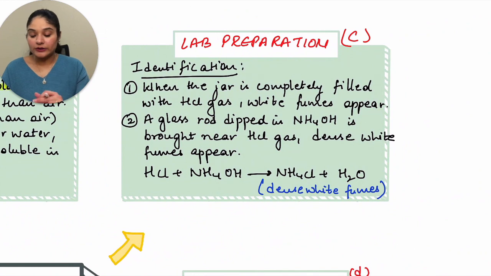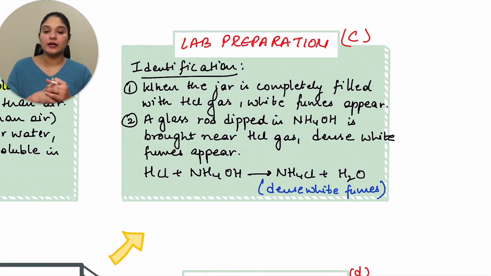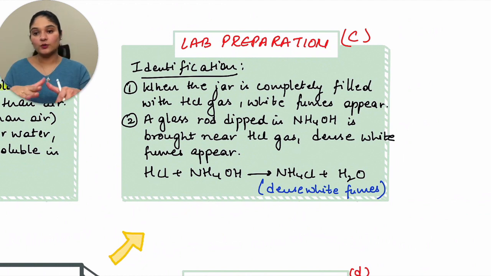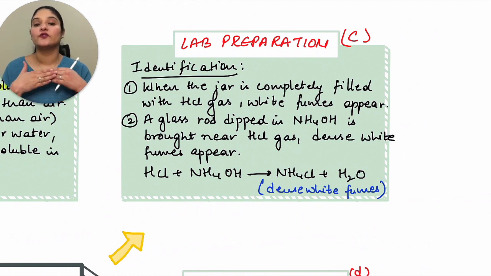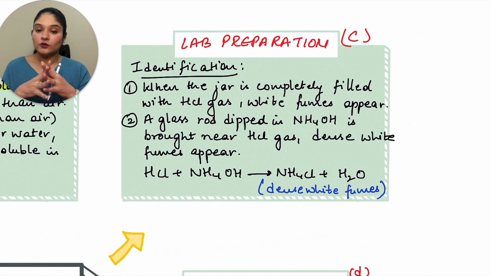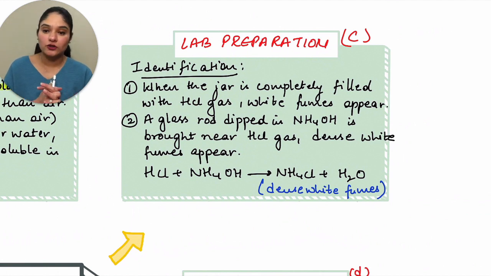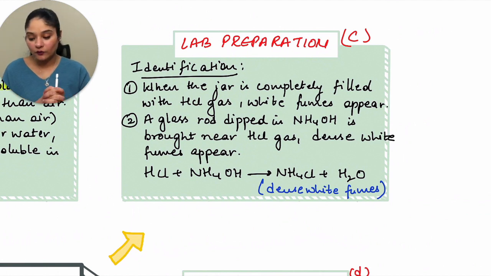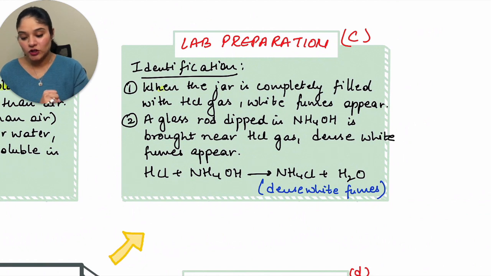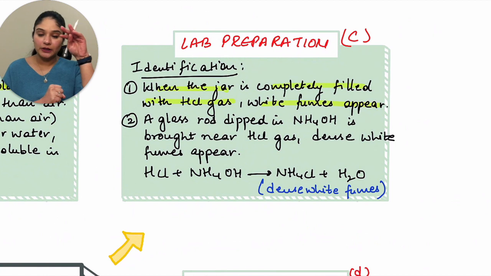Let's move to the next one. Now this can be asked. For example, they give you the apparatus, they ask you these couple of questions, and then they will say predict the products. So when you predict the products, you'll say okay, HCl gas is coming out. The next question can be, how will you confirm your answer? For that you need to know the identification of the gas. So how will you identify? You can say when the jar is completely filled with HCl gas, white fumes appear on the top.